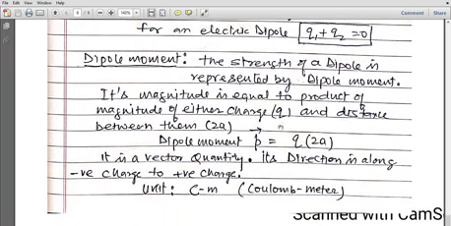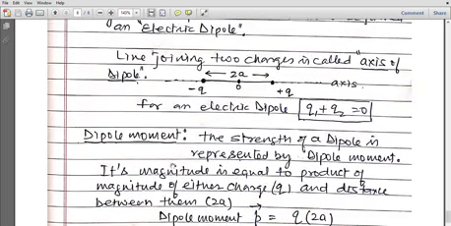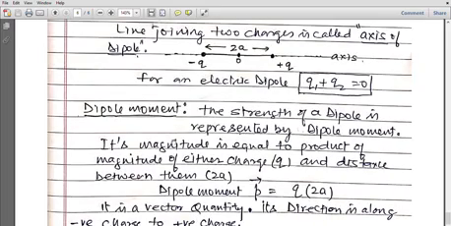Now if we talk about the unit, charge is measured in coulomb and separation is measured in meter, so its unit becomes coulomb meter. And the important thing about direction: it is a vector quantity and its direction is always from the negative charge to the positive charge. You can see this is the negative charge, this is the positive charge, so the direction from the negative charge to the positive charge is the direction of the dipole moment.